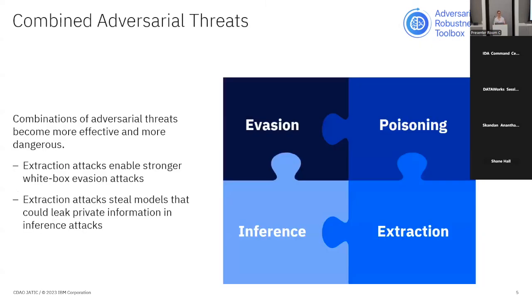And these types of attack can be used together. For example, an extraction attack can be used to better inform a white box evasion attack. Different combinations, you can build them off of each other and make stronger and stronger attacks on models.